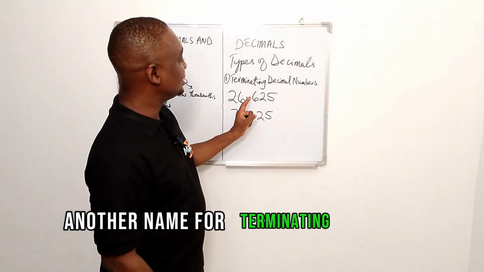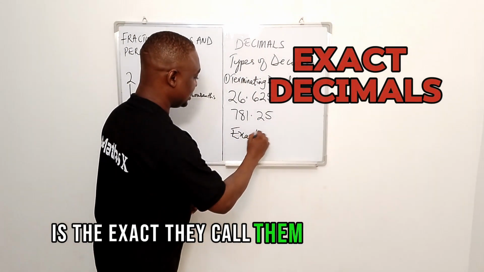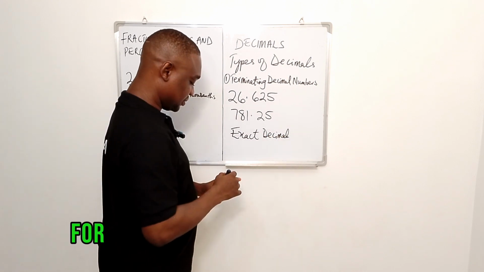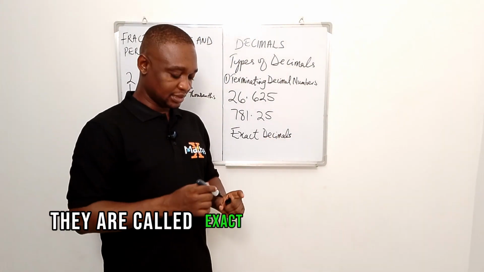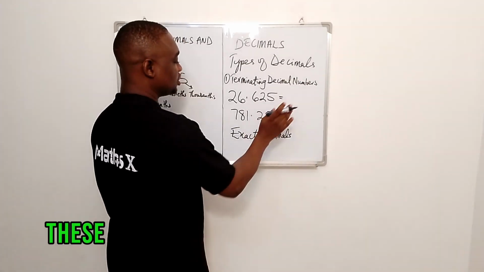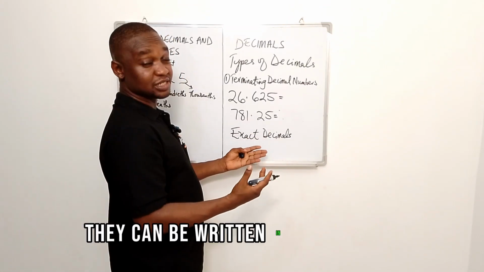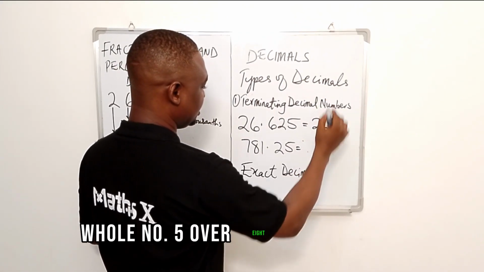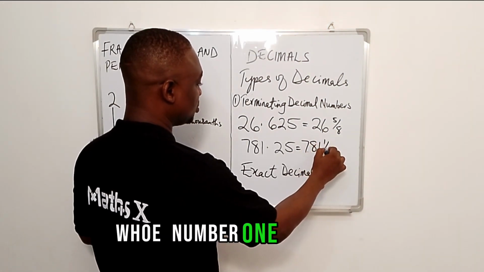Another name for terminating decimal numbers is exact decimals. Like I said earlier, they are rational. They can be written in ratio forms. These numbers can be written as mixed fractions. So this can be written as 26 whole number 5/8, and also 781 whole number 1/4.